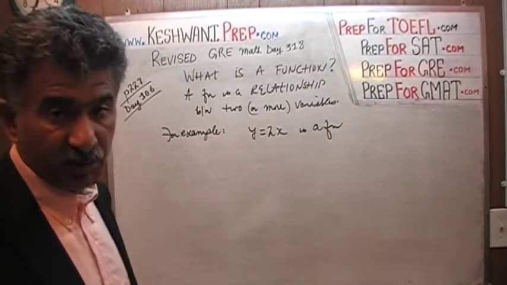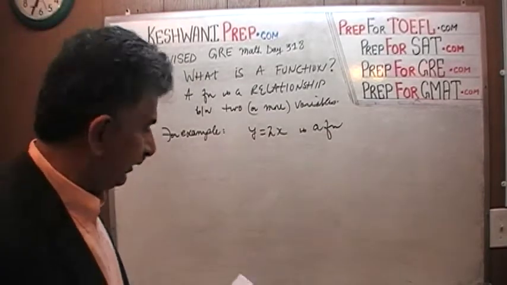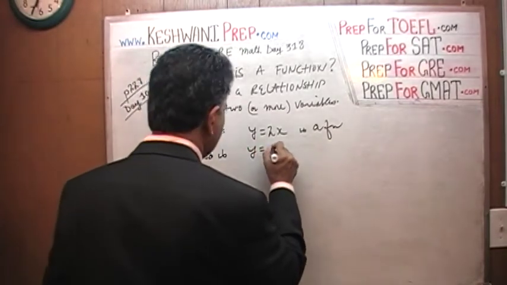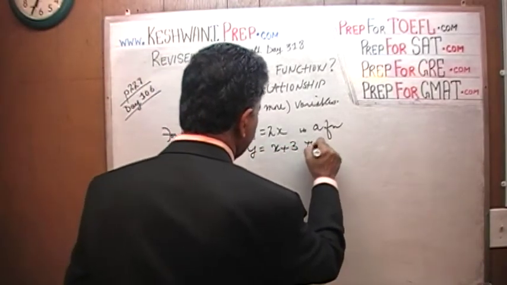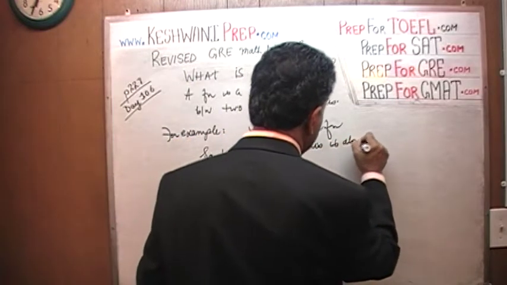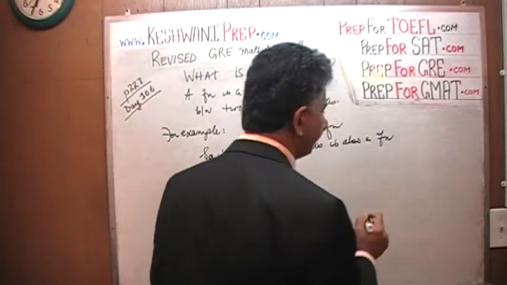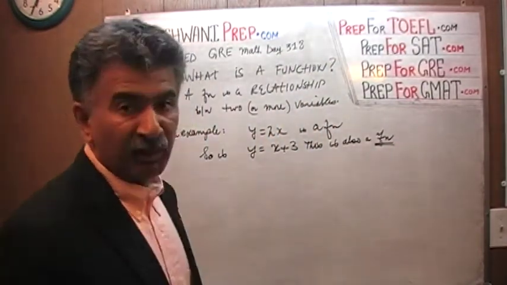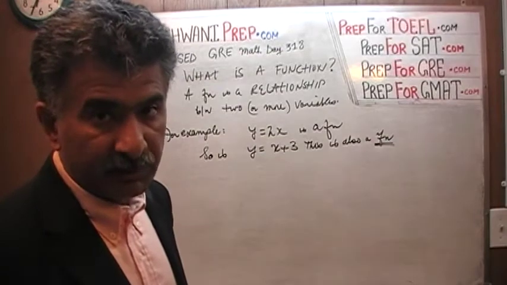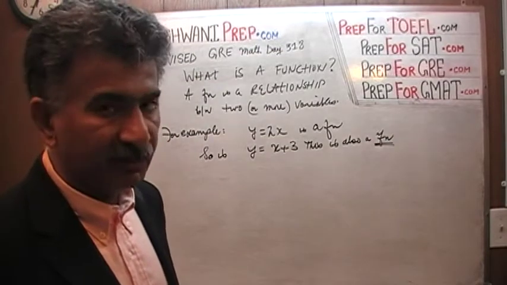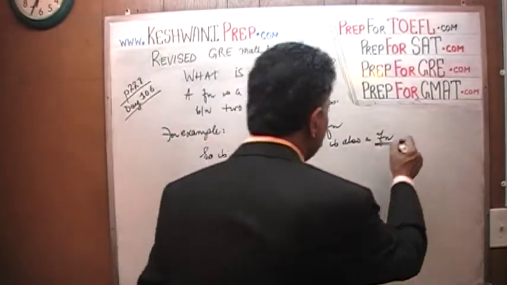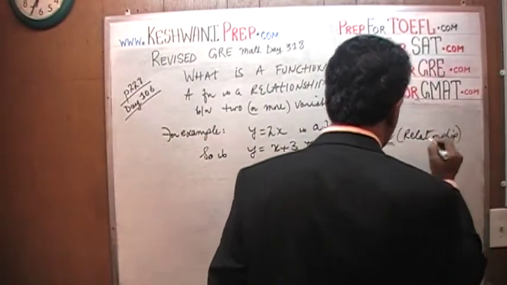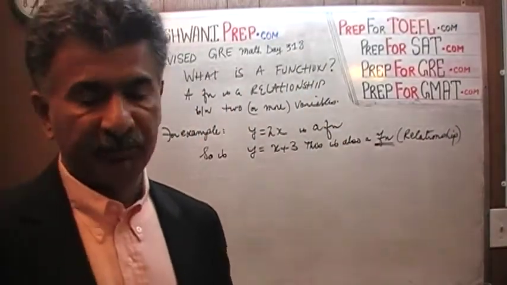A function is just a relationship between two or more variables. Here's another one. So is y is equal to x plus 3. This is also a function. Mathematicians call it function. The translation of the word function in English language, in the language of mathematics we call it function. In the English language we call it relationship. That's all it is. A relationship is what mathematicians call a function.